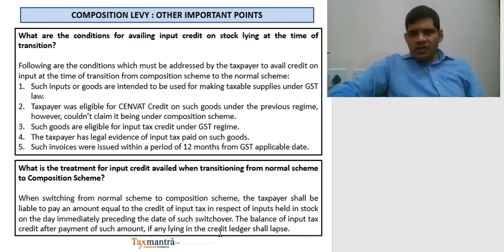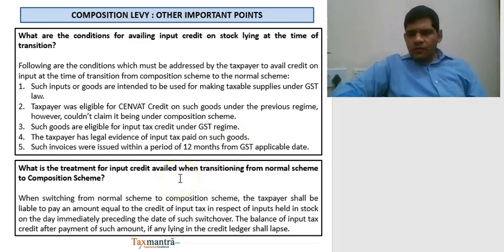What are the conditions for availing input tax credit at the time of transition? The conditions are: such inputs or goods should be used to make taxable supplies under GST. The taxpayer was eligible for credit on such goods under the previous regime, however could not claim it because of the composition scheme, and such goods are eligible for input tax credit under the GST regime. The taxpayer has legal evidence of the input tax which they have paid, and invoices should not be for a period of more than 12 months.